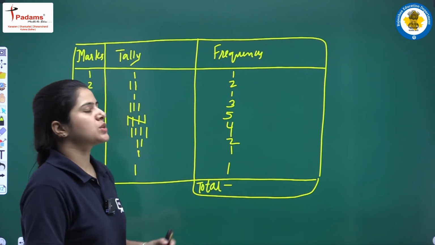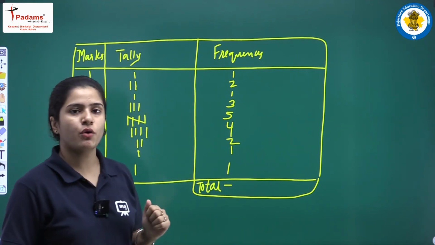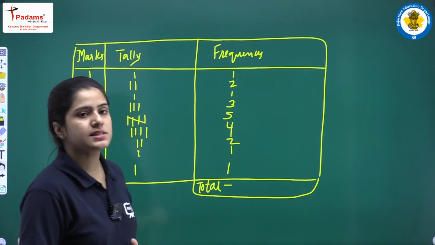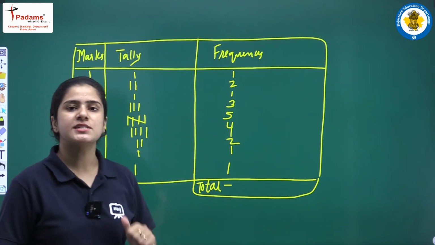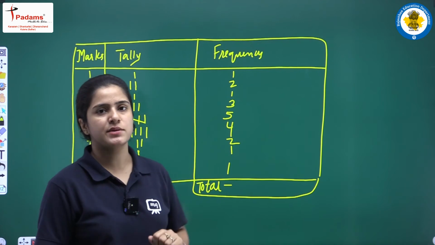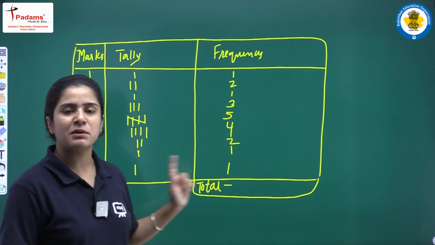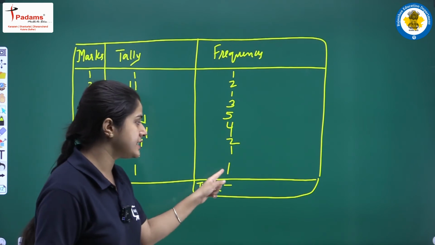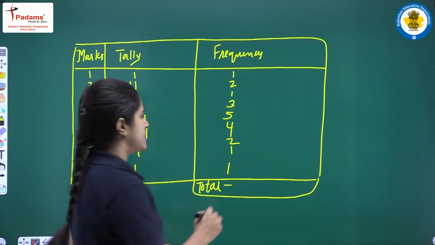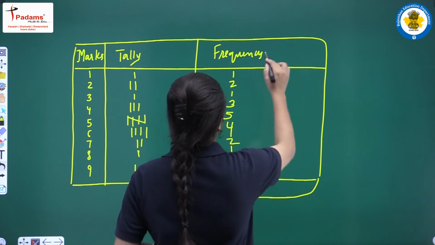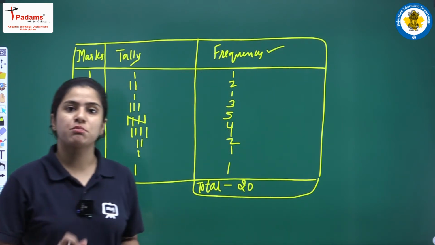1 plus 2 is equals to 3. 3 plus 1 is equals to 4. 4 plus 3 is equals to 7. 7 plus 5 is equals to 12. 12 plus 4 is equals to 16. 16 plus 2 is equals to 18. 18 plus 1 is equals to 19. And 19 plus 1 is equals to 20. So students, the sum of the frequency should be the same.